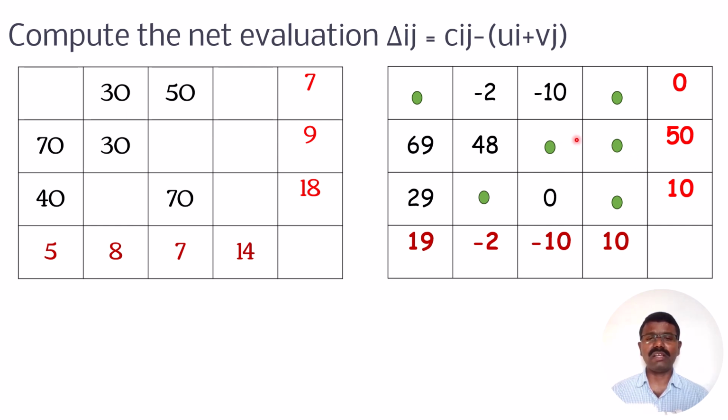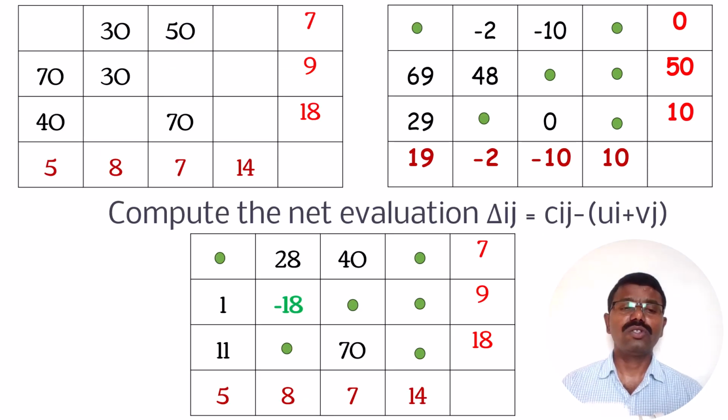So this table minus this table will give you the delta ij value. Here the first table indicates Cij, the second table indicates ui plus vj, and this third table indicates delta ij. So delta ij is equal to Cij minus (ui plus vj). That means the values in this table minus the values in this table, except these are the supply and demand that we will not be subtracting. This is only for calculating the ui and vj.